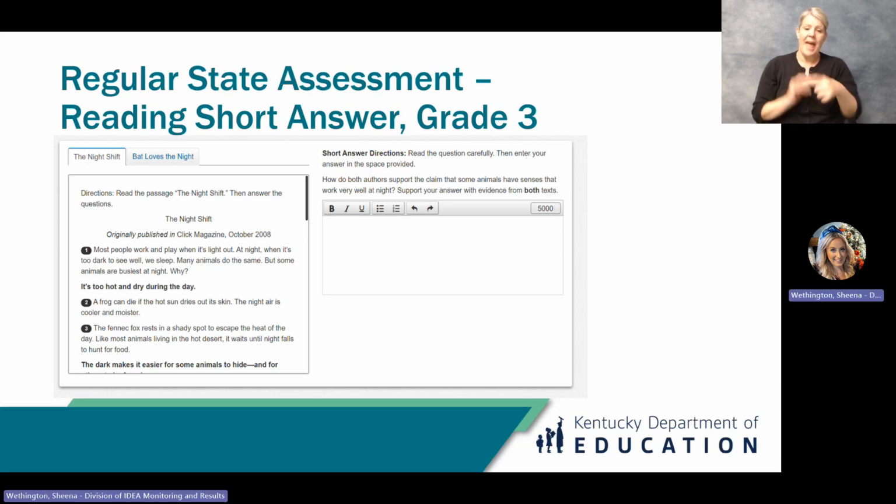This is an example of a short answer response on the regular state assessment for grade 3. This would require a student to respond by comparing two texts. Students would still be able to use accommodations if they were permitted on the IEP, 504 plan, or program service plan.